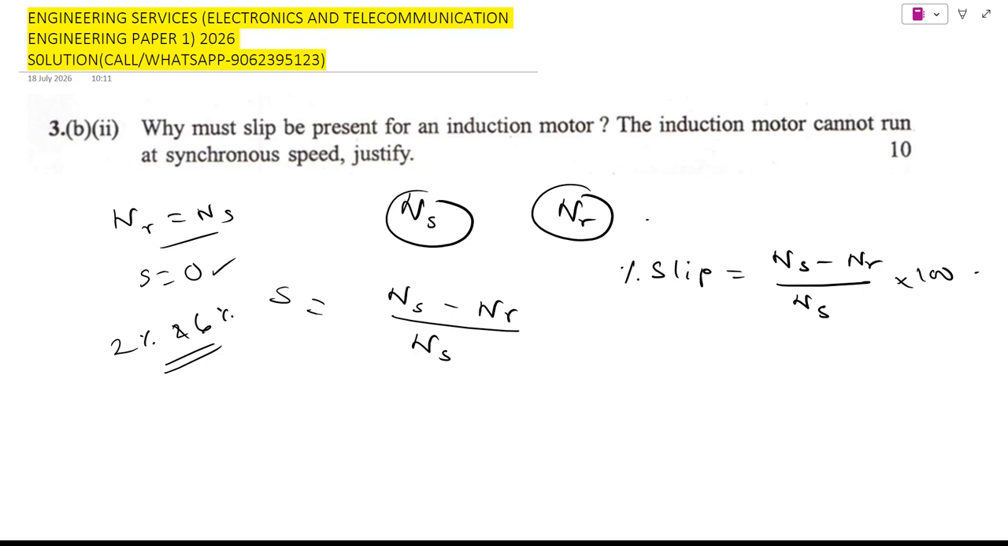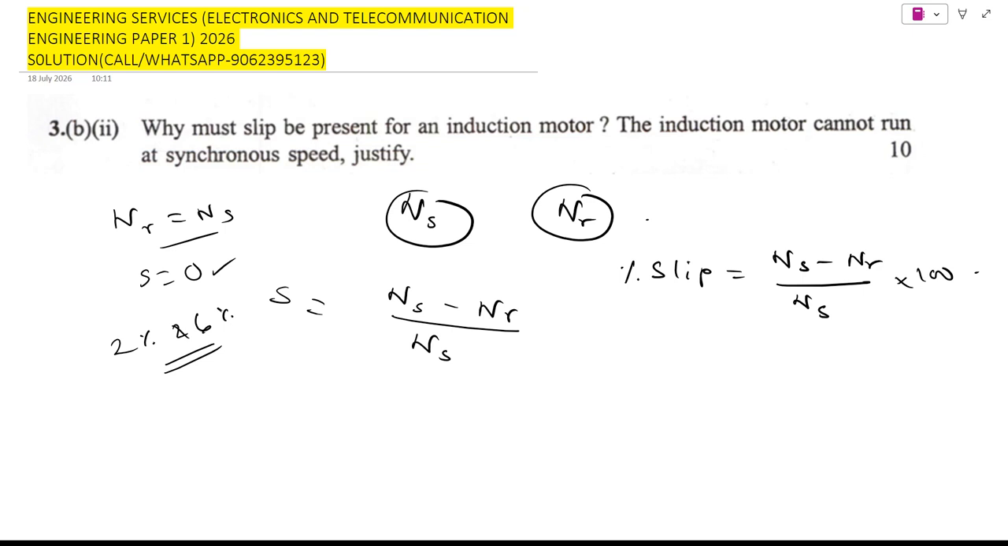Now remember the golden statement. An induction motor is called an induction motor because the rotor current is induced, and induction is possible only when there is relative motion between the rotating magnetic field and the rotor. This relative motion is represented by slip, and therefore slip is essential, and an induction motor can never run at synchronous speed under normal operating conditions. If you remember this chain, relative motion, induced EMF, rotor current, torque, and rotation, you will never forget that slip is necessary.